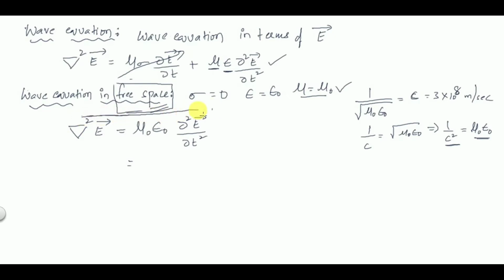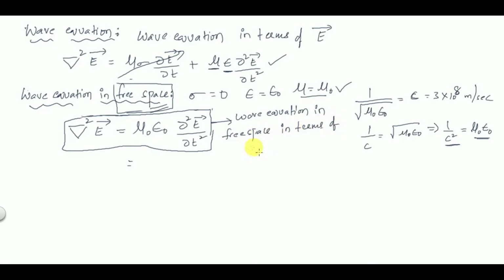So this is the equation in terms of medium parameters, the wave equation in free space in terms of medium parameters, because mu and epsilon are medium parameters.